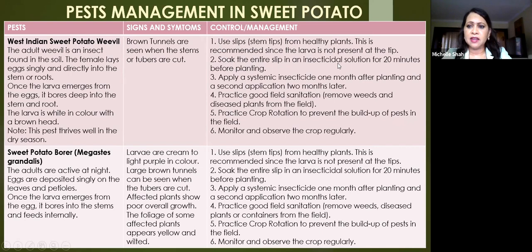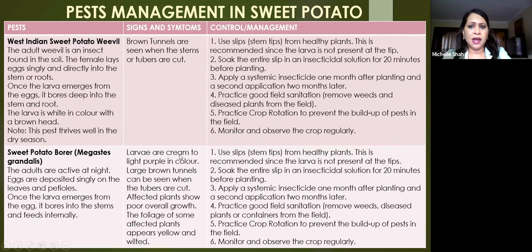Apply systemic insecticide 1 month after planting and a second application 2 months later. Practice good field sanitation by removing weeds and diseased plants from the field. Practice crop rotation to prevent buildup of pests in the field, and monitor and observe the crop regularly. So these are the basic control practices.